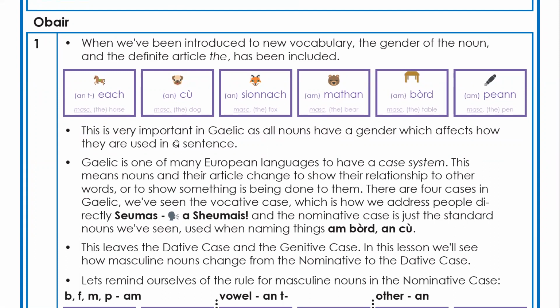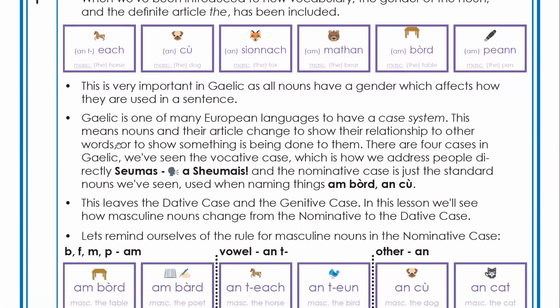This is very important in Gaelic, because all nouns have a gender, and this affects how we use them in a sentence. So we can see that the word the changes, and that changes in the different cases. Gaelic is one of many European languages to have a case system, and this means that nouns and their article change to show their relationship to other words, what's been said about them. And this kind of shows that something's been done to them, or that they have possession of each other, or things like that. So there are 4 cases in Gaelic.